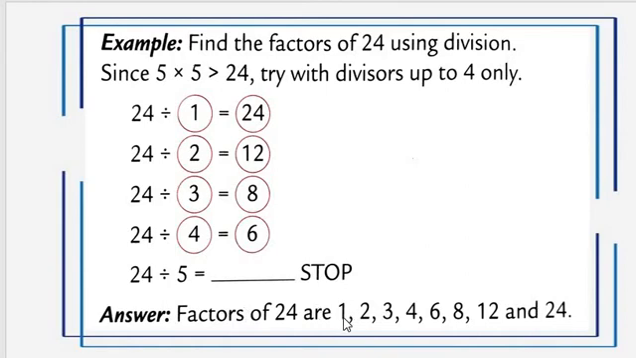So the factors of 24: 1 and 24, 2 and 12, 3 and 8, 4 and 6, 6 4s are 24, 8 3s are 24, 12 2s are 24, 24 ones are 24. So 24 itself is a factor. So like that we do, my dear students. Understood?